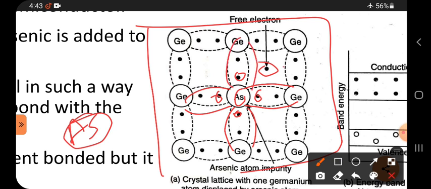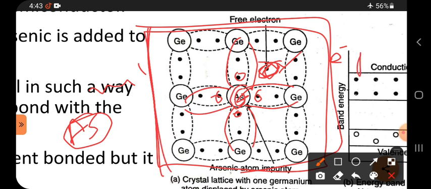Okay, then one electron is free, so it is loosely bound with this, so it is a free electron. One arsenic atom is giving one electron. If we add a small amount of arsenic atoms, then what do we get? We get millions of millions of electrons. Electrons are negatively charged particles, so that is why we call this material an n type, meaning negative type semiconductor. N type stands for negative.